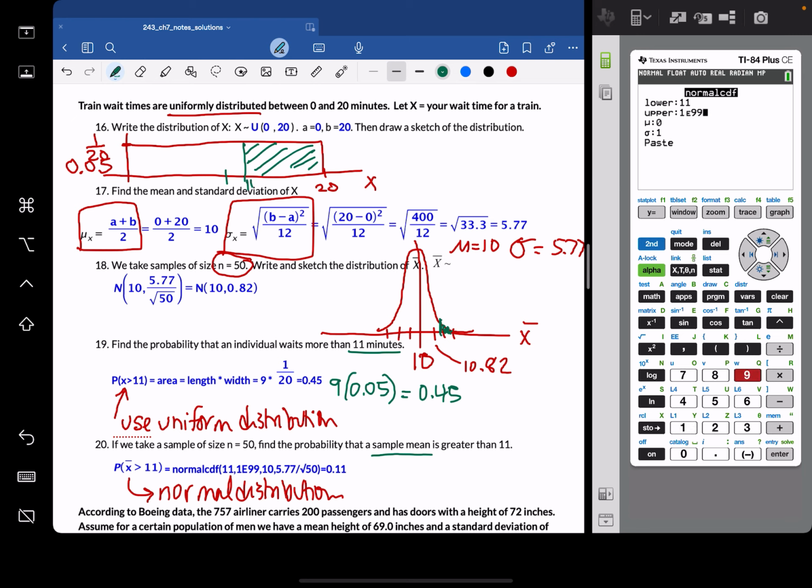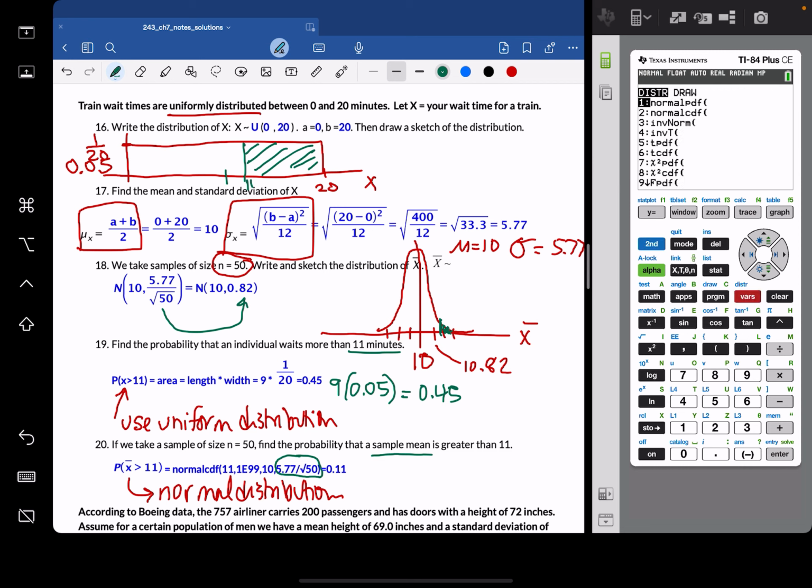And you might say, well, the biggest wait time is 20. We could put 20 in there and see if it changes anything. Okay, 10, enter, and 0.82. This should be equivalent to 0.82, right? That's what I said earlier. Enter, paste, enter, and I'm getting 0.11.